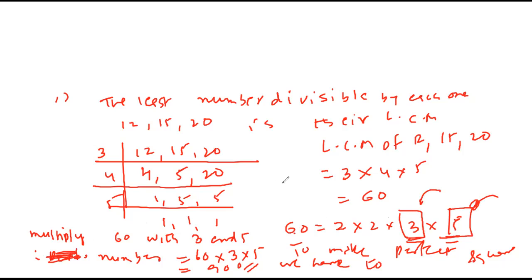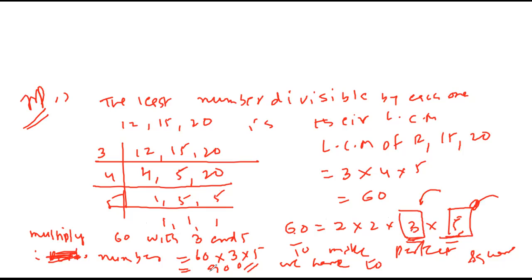See, again listen. A very important sum, I feel it will definitely be coming. First we found the LCM. Then we checked whether the LCM is a perfect square. No, because 3 is unpaired, 5 is unpaired. So to make the LCM paired, 3 and 5 extra you multiply. That is your answer.